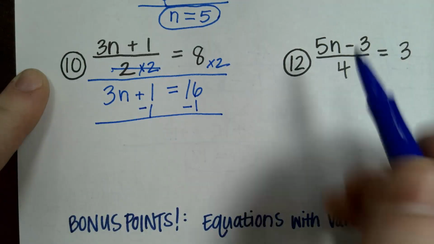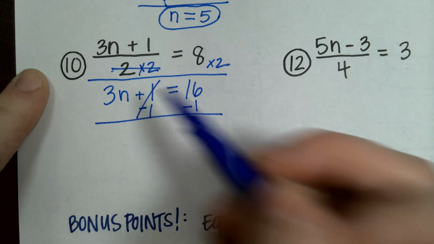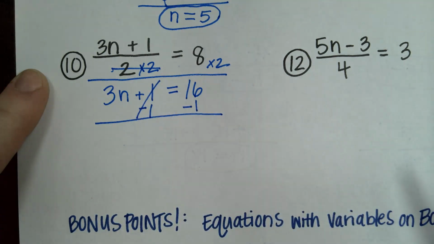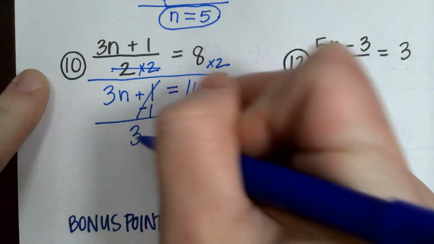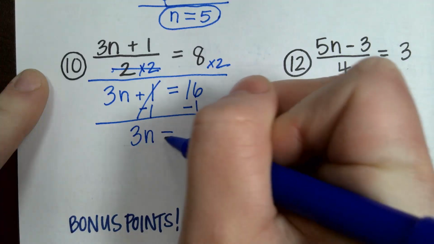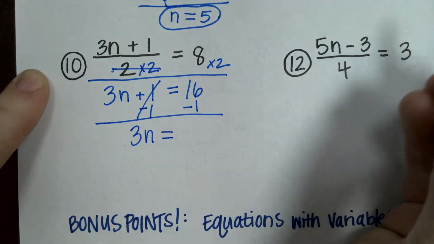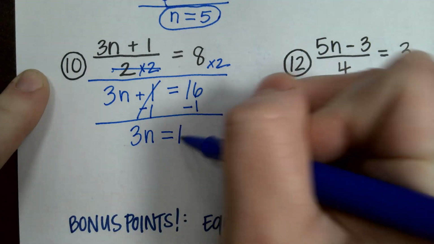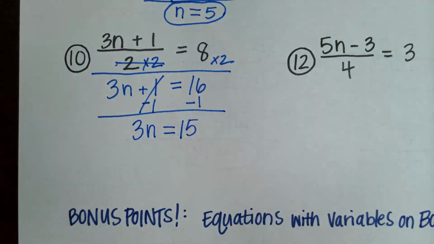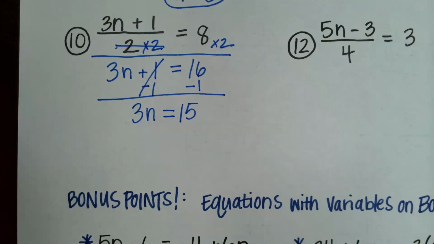Perfect. Good job, guys. My 1's cancel. Bring down my 3n equals 16 minus 1. What's that? 15. Good. Okay. What's next?